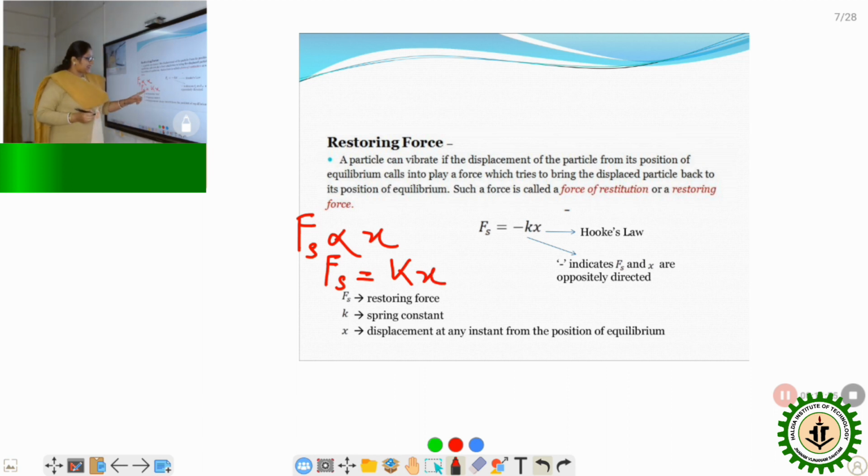What is this K? This K is called the spring constant. As per the definition from simple harmonic motion, this force should be in the opposite direction of the displacement. That's why a minus sign appears here. This minus sign indicates that the force and the displacement are in opposite directions. And this law is a very popular law, called Hooke's law.